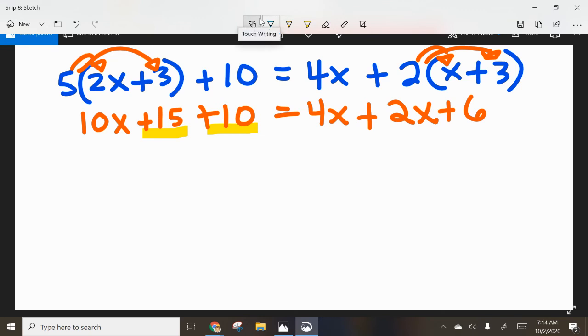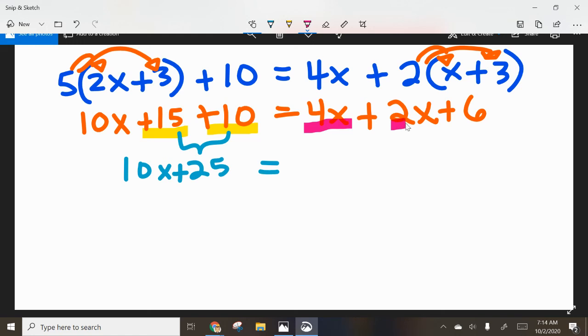So I'm going to go, this is going to be, let me make that a little neater. This is going to be 25, right? And then I have 10x still on this side. Equals. What about on this side? What do you notice over here that's happening? Well, I see a variable and a variable that can come together. All right, so these two come together. That becomes 6x plus 6. All right, and now you've basically cut up the problem.